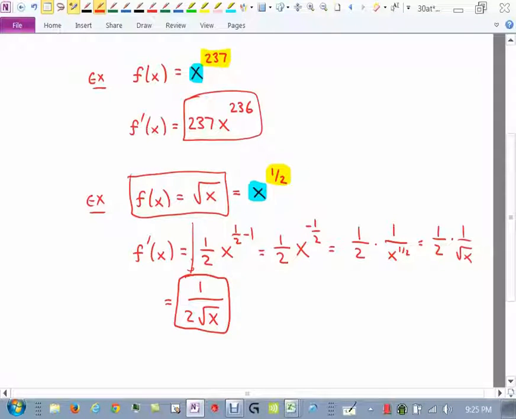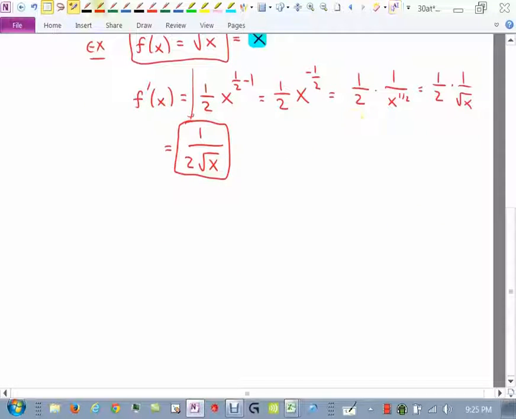Let's see, we could try something else. How about f of x equals, let's say, 1 over the 5th root of x. So let's try and find the derivative. Well, we first need to realize this is 1 over x to the 1/5. And then, before I use power rule, I need to bring that up and rewrite it as x to negative 1/5. That way I have a base, and then I have an exponent that is a number.